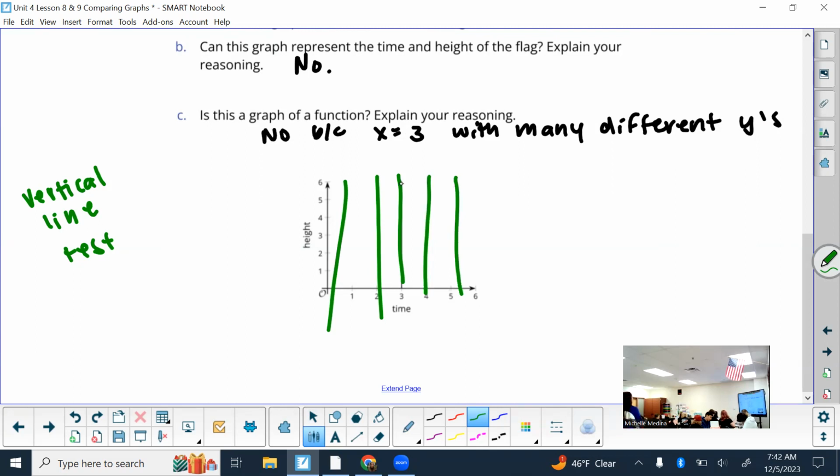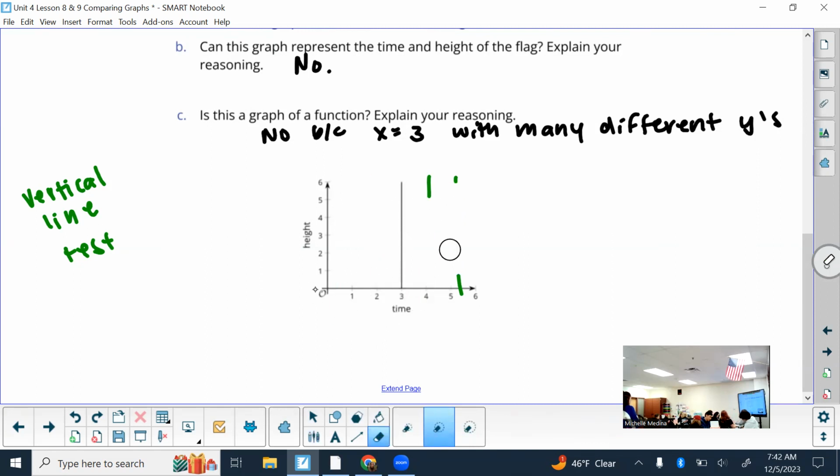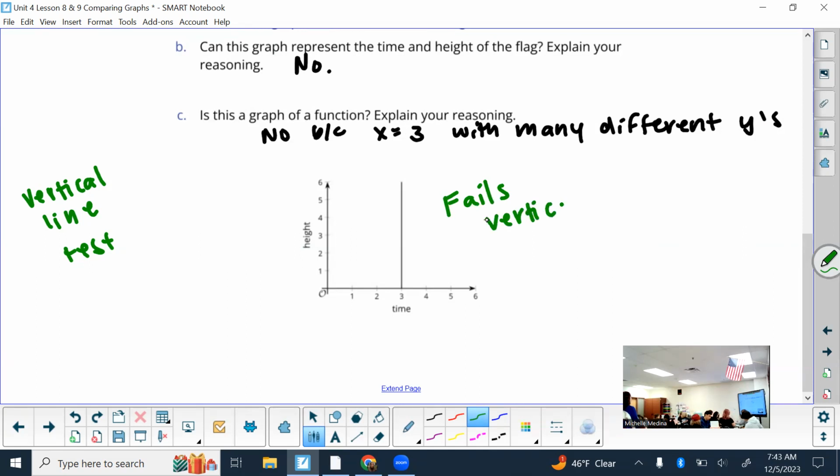So that's another reason why this one is not a function. This fails the vertical line test because I could draw a vertical line through where x is 3 and we have all those different y's. But it really just has to fail once for it to not be a function. So we could put that this one fails the vertical line test here. So that's definitely why it's not a function, because it touches all over that line.